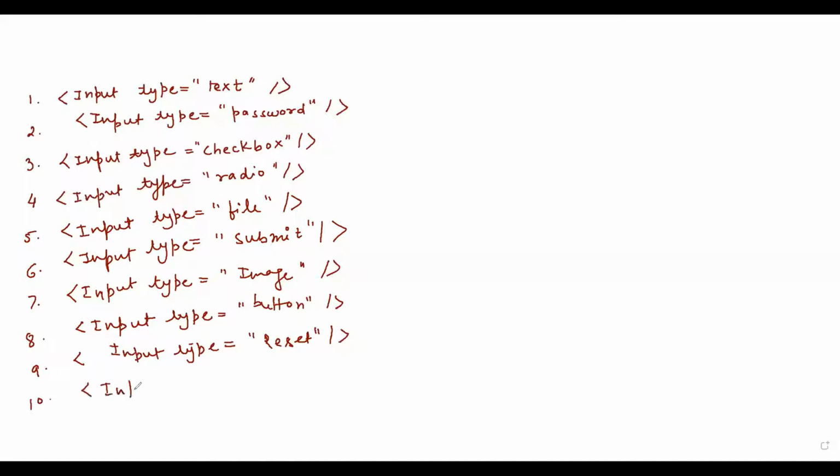And input type is equal to hidden. So this allows hidden data, which is not to be seen by the user, to be passed along with the form. So these were quite different types of input to choose from.